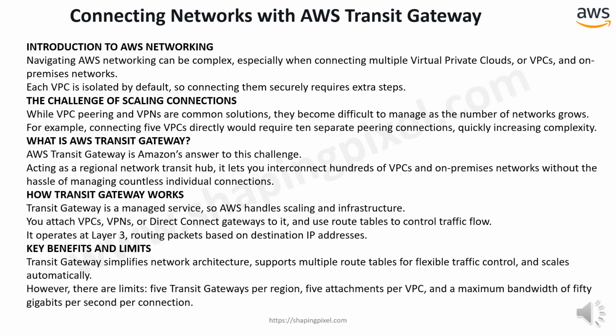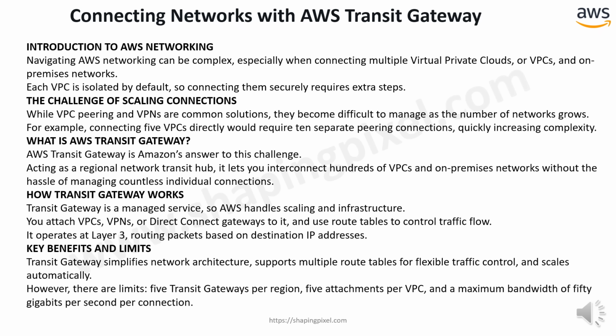AWS Transit Gateway is Amazon's answer to this challenge. Acting as a regional network transit hub, it lets you interconnect hundreds of VPCs and on-premises networks without the hassle of managing countless individual connections. Transit Gateway is a managed service, so AWS handles scaling and infrastructure.